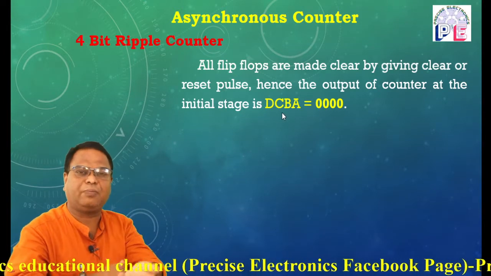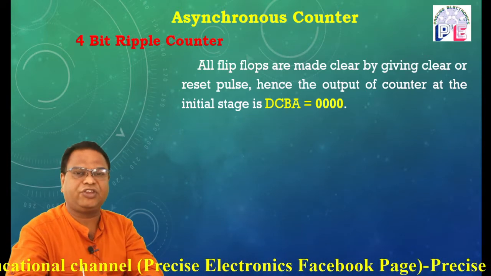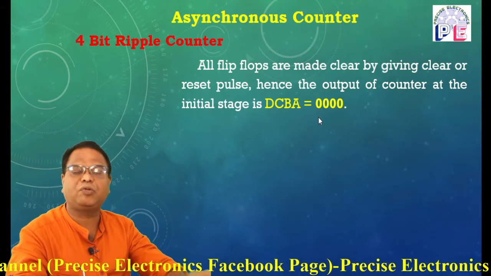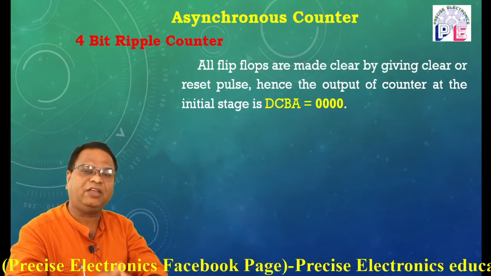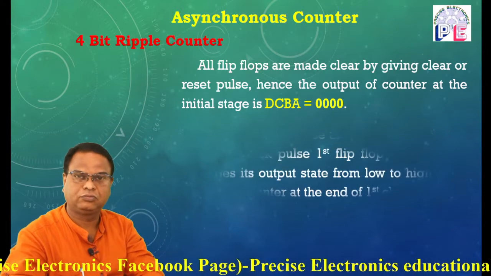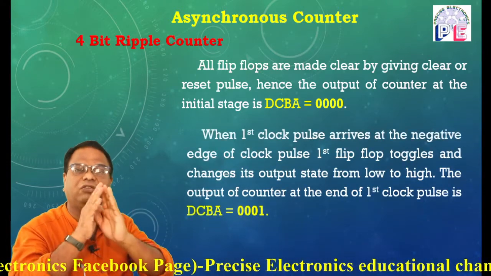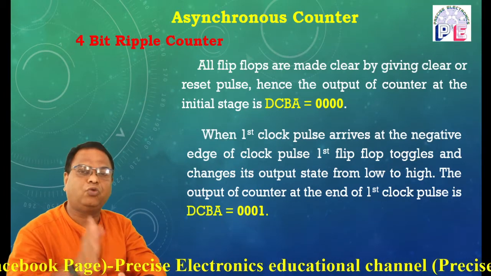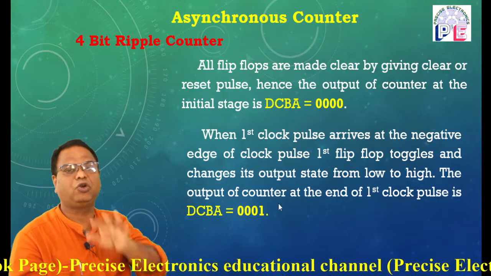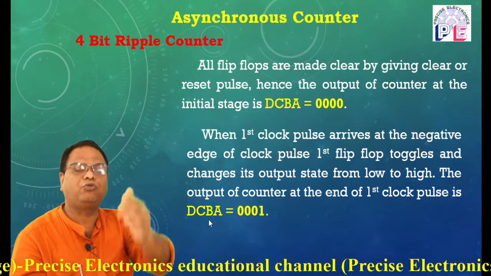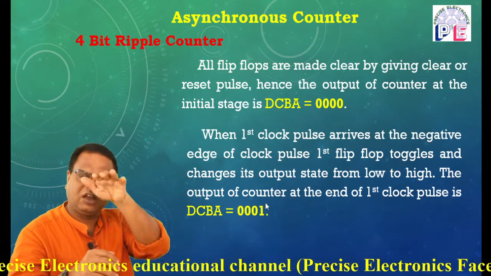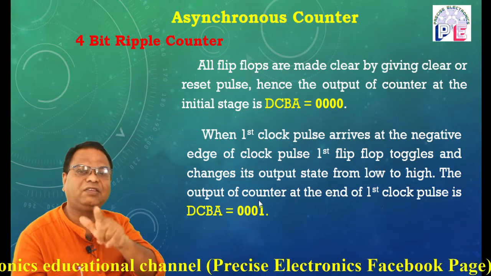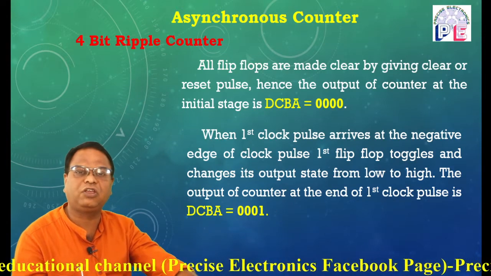Now when the first clock is applied, since these are negative edge triggered flip-flops, at the negative edge of the first clock pulse the A flip-flop toggles and the output of A changes from low to 1. But B, C, D remain in the initial reset stage. Hence the output of the counter is now DCBA equal to 0001. D, C, B remain at low levels while the output of A goes to high level. So DCBA is equal to 0001.